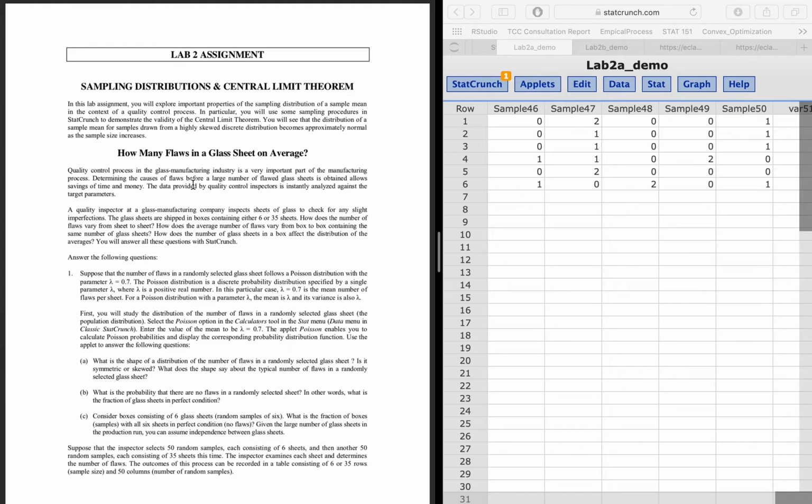Let's take a look at the settings of the lab. It's called how many flaws in a glass sheet on average. It's a quality control process in industry. Quality control in glass manufacturing is very important because you don't want glass coming out of the factory with too many flaws. You want to increase the perfect rate or reduce the failure rate. Determining the causes of flaws before a large number of flawed glass is obtained allows saving time and money.